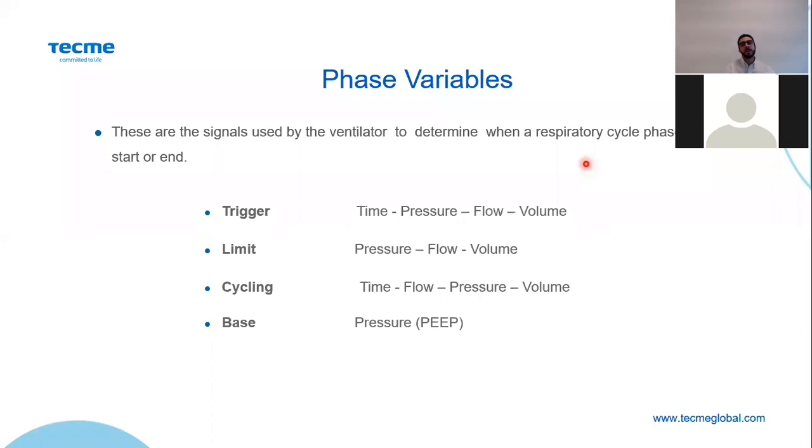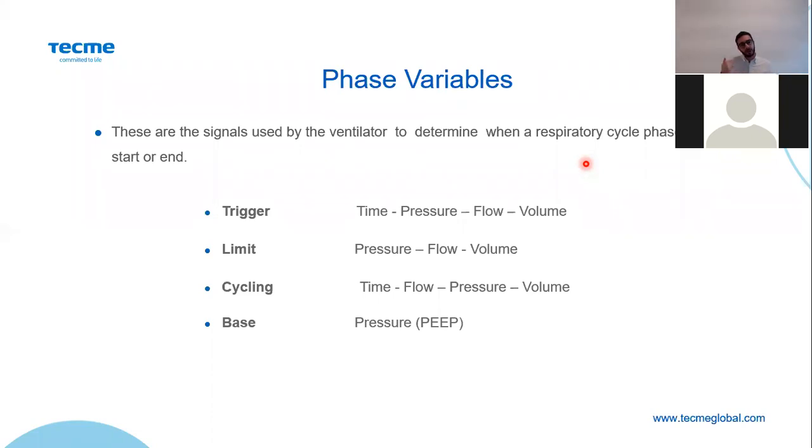Right. So far, we have been talking about the control variables, and according to the control variables, we can classify the ventilatory modes in two big groups: the pressure control and the volume control modes.